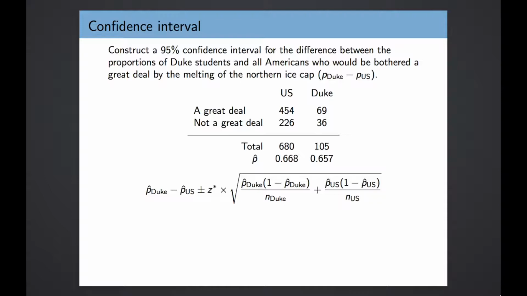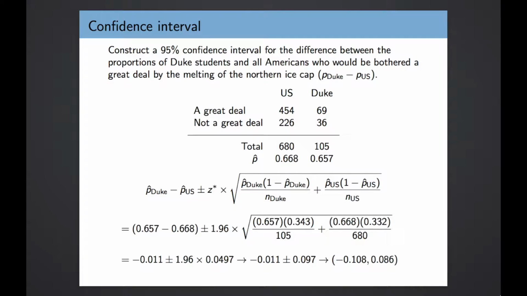So the formula that we're going to follow is our point estimate, so p-hat for the Duke students and p-hat for the US population, plus or minus our critical value times the standard error. And this is just the standard error formula that we talked about on the previous slide. So let's go ahead and work this out. We are just going to fill in the variables in this formula with the data that we have in this table above. So first, we're going to construct our point estimate by taking p-hat for the Duke sample minus p-hat for the US sample.